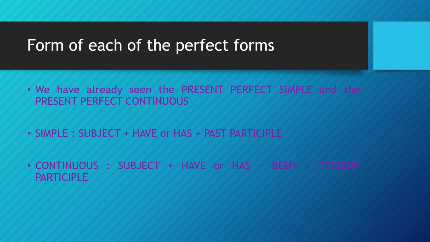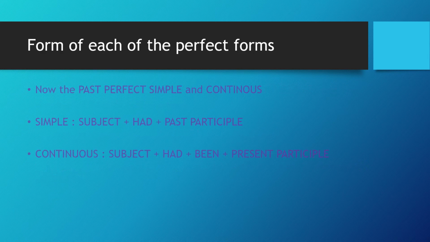We've seen the form of the present perfect simple and present perfect continuous. In the simple form, it's the subject plus have or has plus a past participle. In the continuous form, it's the subject plus have or has plus been plus a present participle. What do the others look like? The past perfect, simple and continuous. In the simple form, it's the subject plus had plus a past participle. In the continuous form, it's a subject plus had plus been plus a present participle.